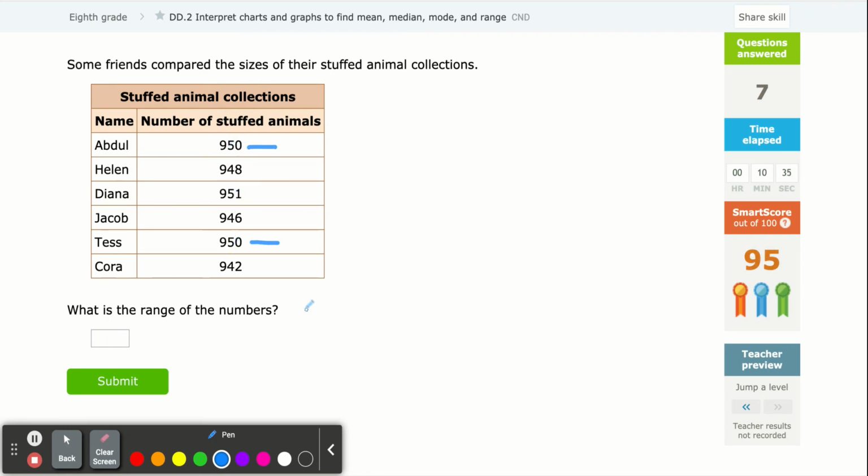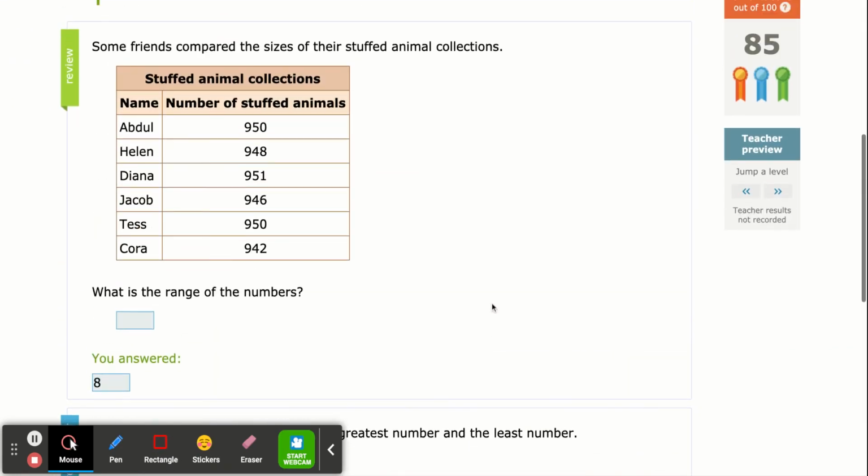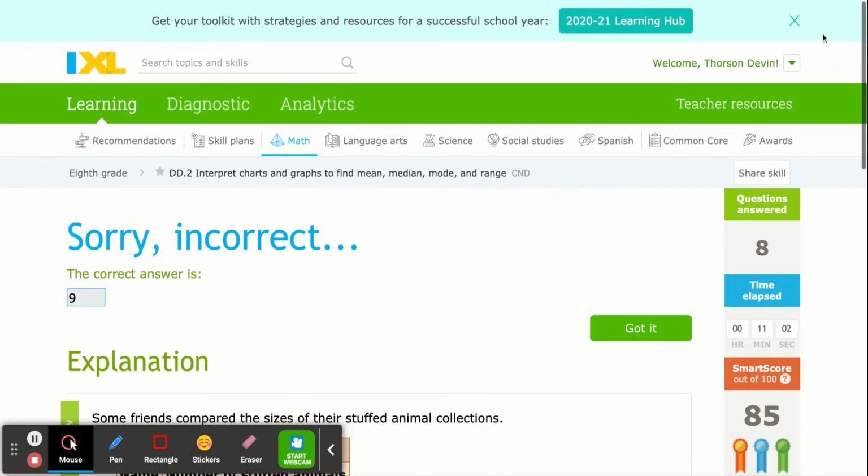I would put 950. But this is asking for range, so I take the largest, which looks like 951, and subtract the smallest, which looks like 942. 951 minus 942 would be a total of 9, not 8. You get the gist though.